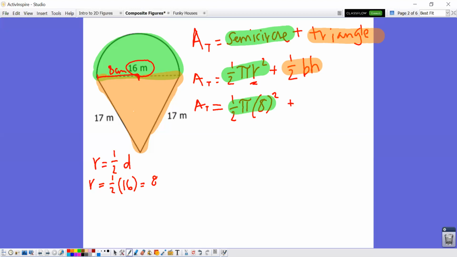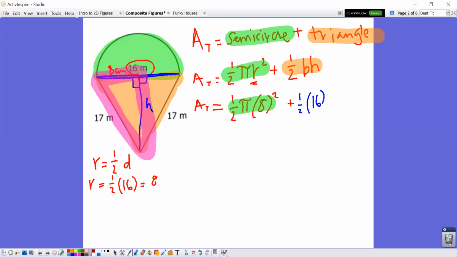I'm going to switch colors over in the diagram. The base is right here. That's going to be our full 16 meters. But we don't yet know our height. We know it's got to be perpendicular, but we don't know what it is yet. Now, this height is a right angle, which means that we've created right here a nice right triangle that will allow us to use the Pythagorean theorem in order to find that missing height.